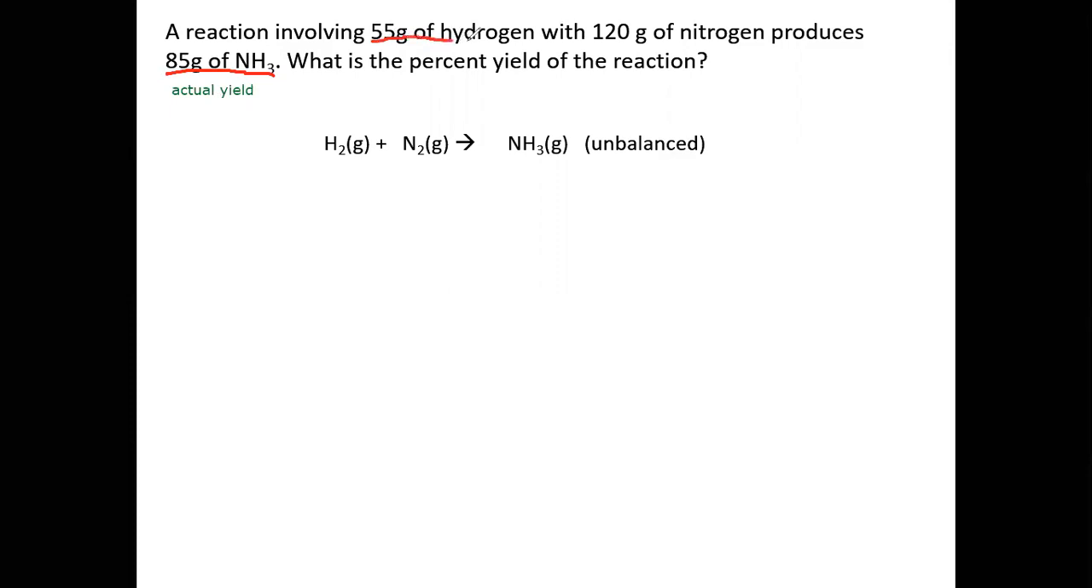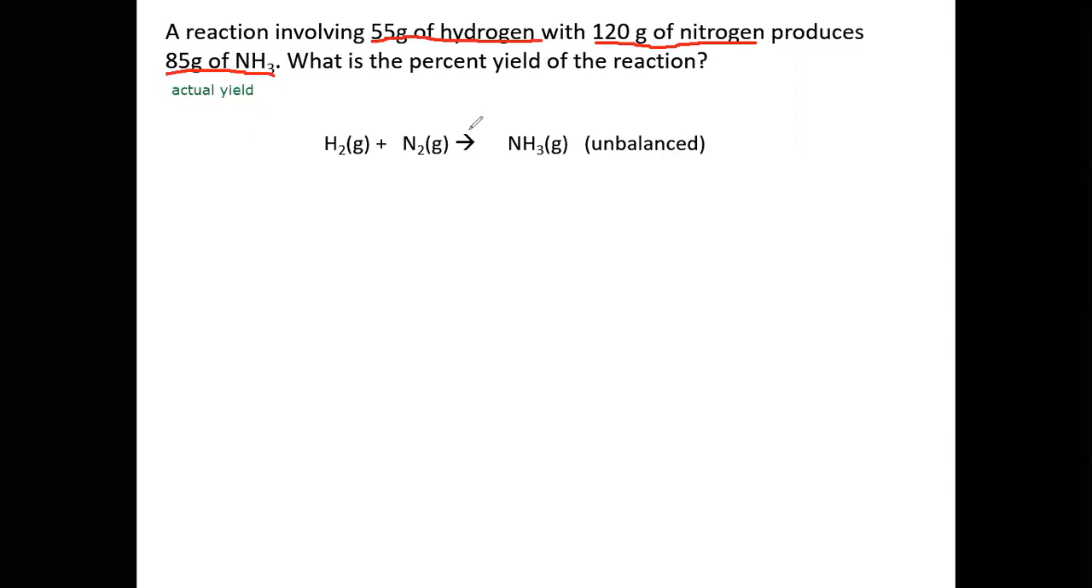So we have 55 grams of hydrogen and 120 grams of nitrogen. So that's our amount of each reactant. So what we have to do is determine the limiting reagent, and then from there we can determine the theoretical yield.